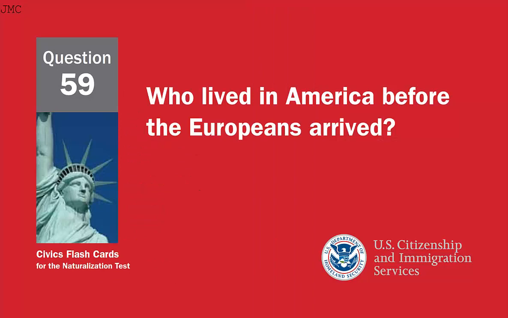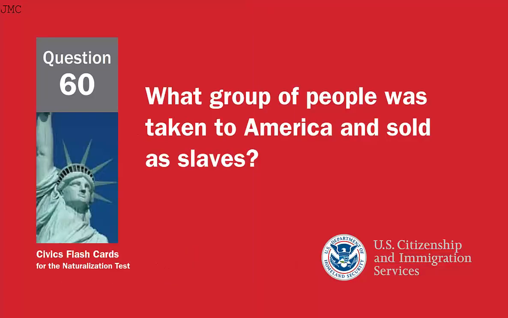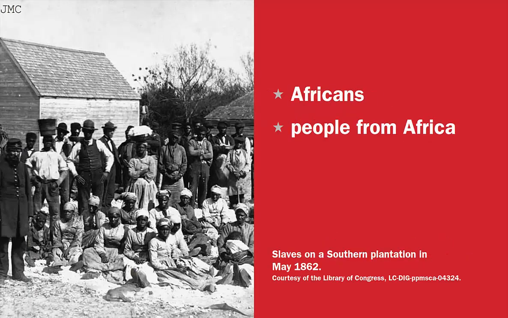Who lived in America before the Europeans arrived? American Indians. Native Americans. What group of people was taken to America and sold as slaves? Africans. People from Africa.